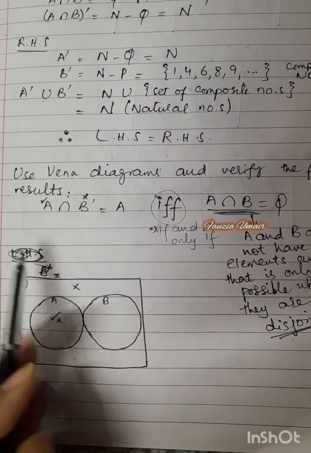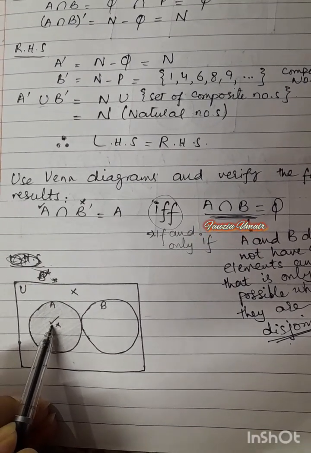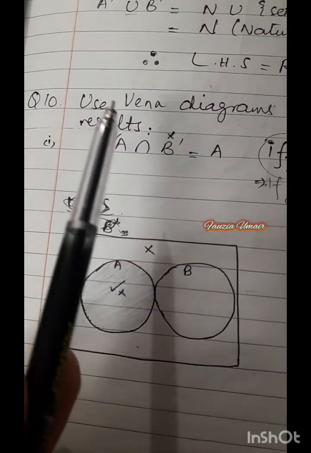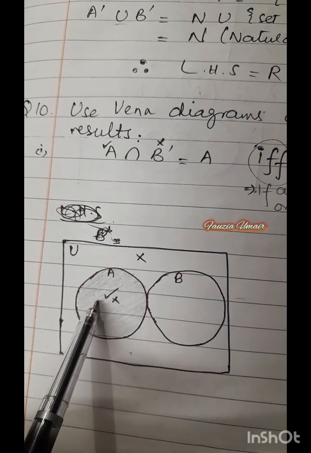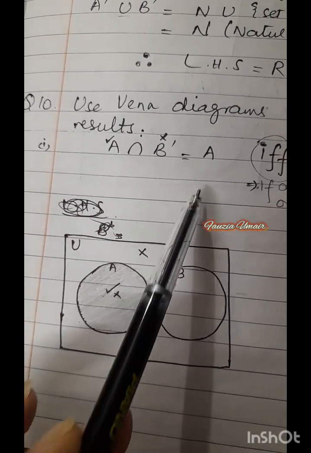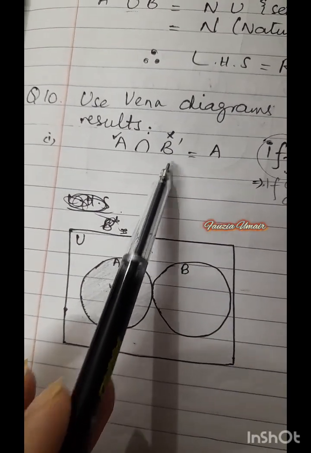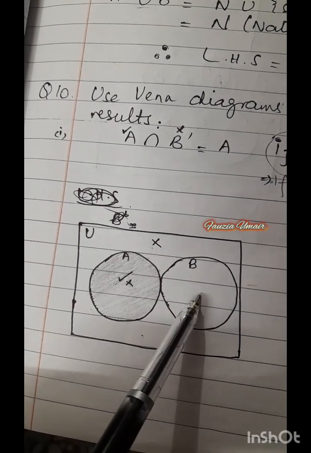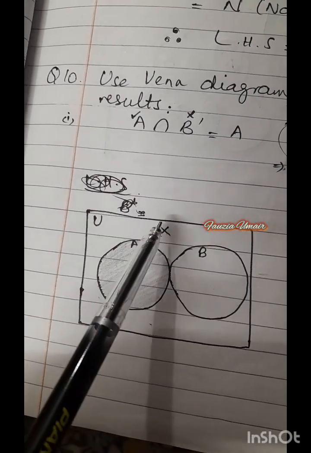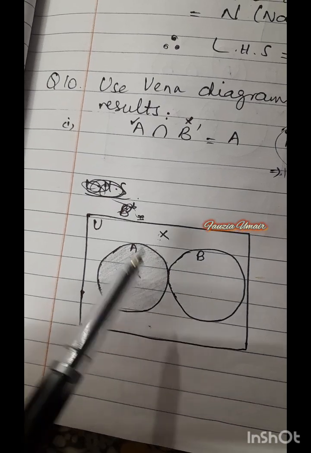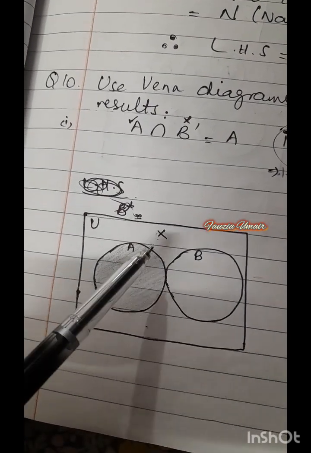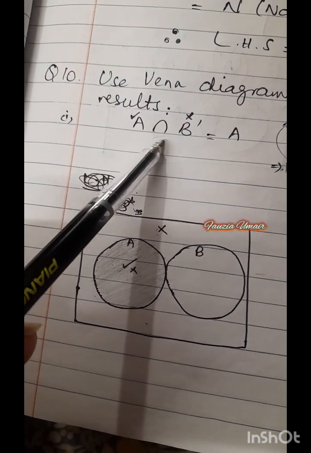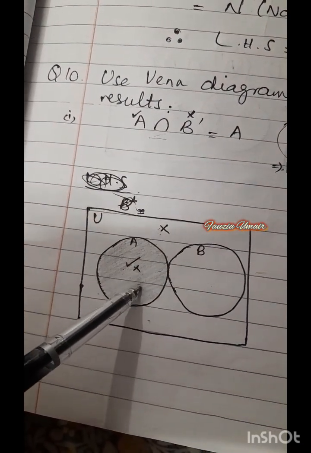A is represented by a tick mark, B complement is represented by a cross. Now the common is A, of course. You can see which is equal to the right hand side. There is no need to draw the right hand side because it is A. So you can easily prove this through this Venn diagram. So moving on to the second part.